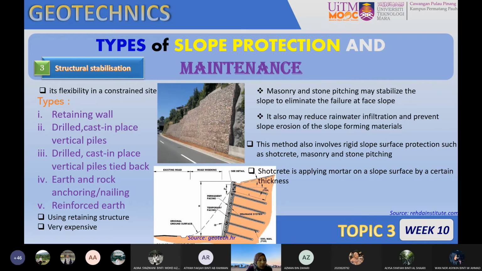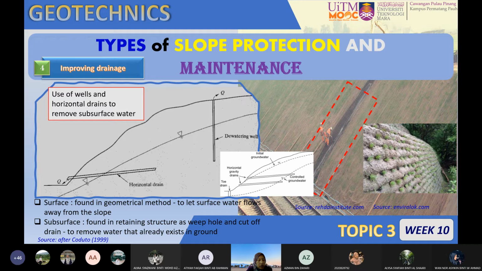And the next method we can use is improving drainage. As I mentioned in the earlier class, it is a method that can come together with structural reinforcement. For example, here we have two types of drainage, surface drainage and subsurface drainage. Subsurface drainage uses wells and horizontal drains to remove subsurface water. These are the positions where we place the watering well and the horizontal drain.